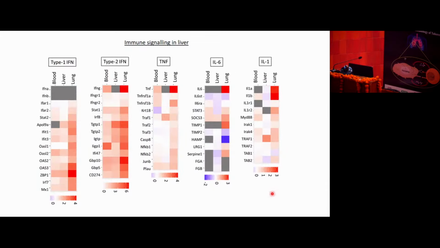And when you look individually at the immune signaling in the liver, we can see that both type 1 and type 2 interferons are enhanced in the liver, but TNF alpha, IL-6 and IL-1 are enhanced in the lung, but not much in the liver. This was surprising, because in conventional liver immunology, IL-6 and TNF alpha are critical for acute phase proteins and complement factors. Those are produced in the liver, but we don't see an IL-6 related pathway in the liver in aerosol infection.